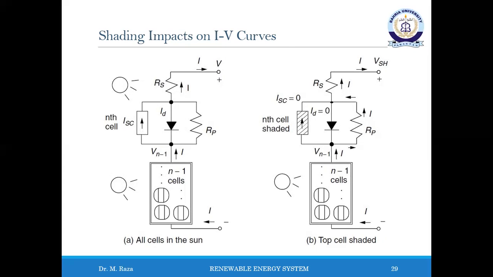In figure B, however, the top cell is shaded and its current source I SC has been reduced to 0. The voltage drop across R P as current flows through it causes the diode to be reverse biased. So the diode current is also essentially 0. That means the entire current flowing through the module must travel through both R P and R S in the shaded cell on its way to the load. That means the top cell, instead of adding to the output voltage, actually reduces it.